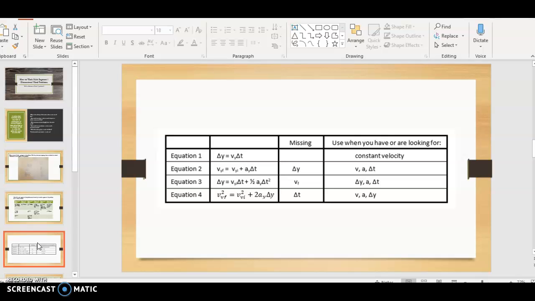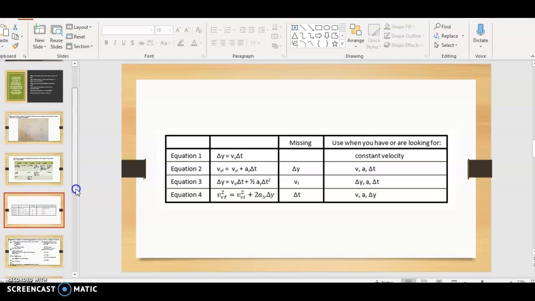So equations 1 through 4, kinematics, one-dimensional motion, and we're going to be using the y form of the equations because delta y is going to be for the change in height. So take a look at these. They should be familiar to you. Mostly we're going to be using equations 2 and 4. Number 1 has no place here because there's no constant velocity. There's always going to be acceleration in this problem.